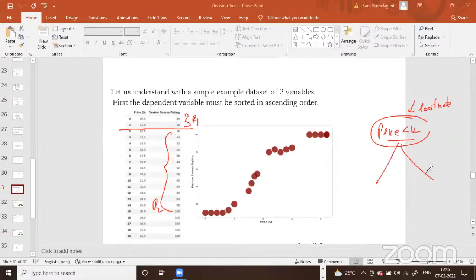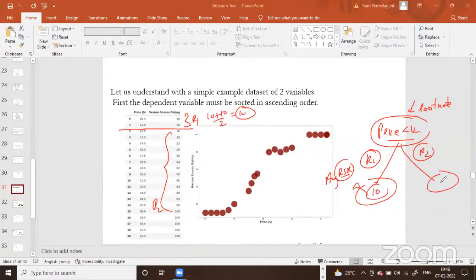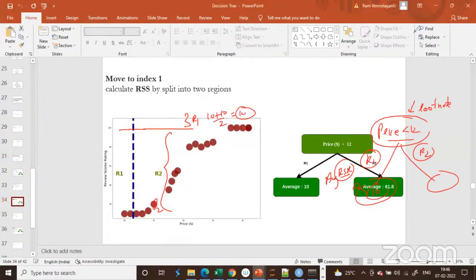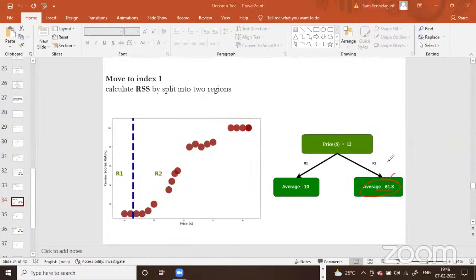Now I have my region 1, I have my region 2. So this is my average review score rating. What is my average review score rating? 10 plus 10 by 2. This is 10. Find out what the average review score rating for region 2 is. So this is my average review score rating for region 2. So again, repeat this process. Find out your residual sum of squares.